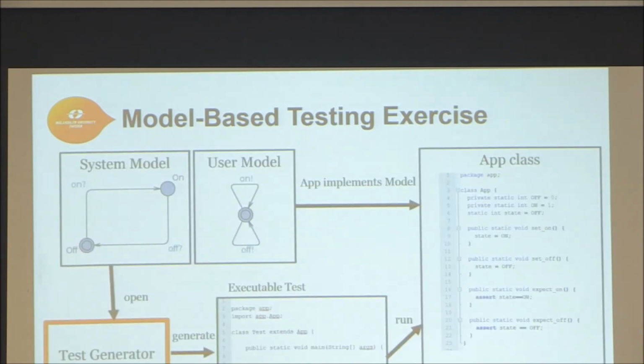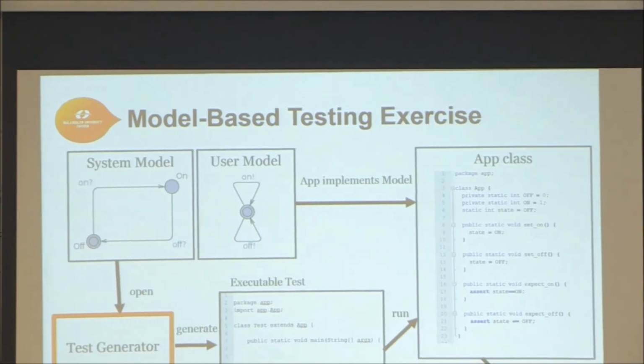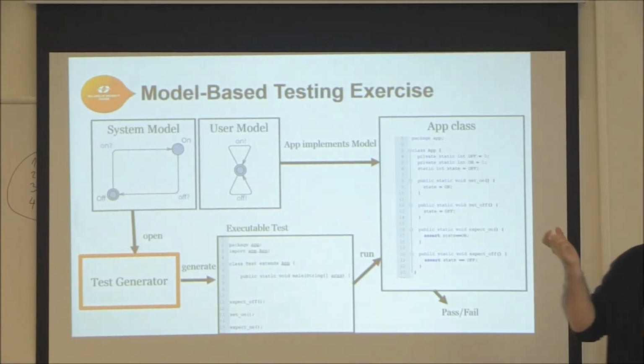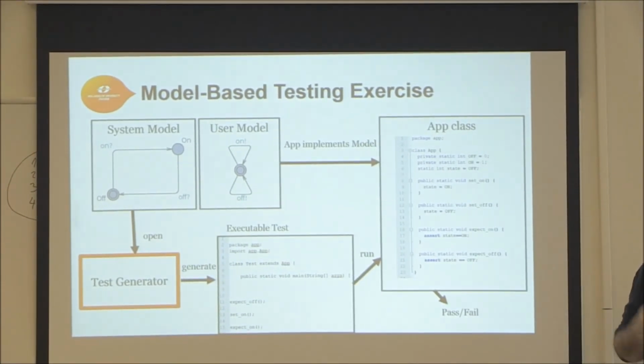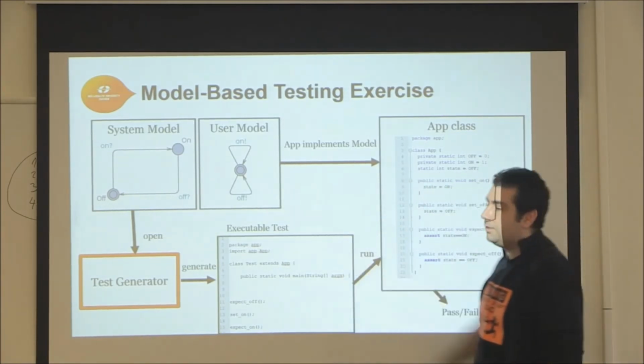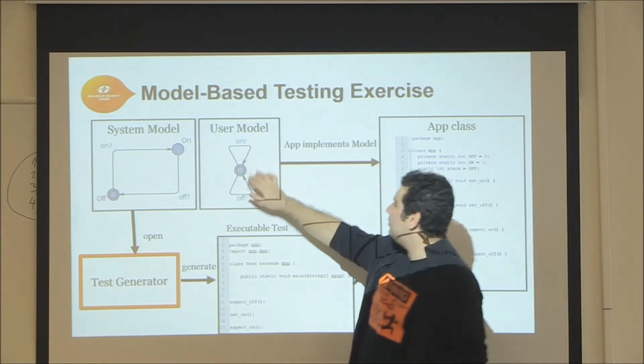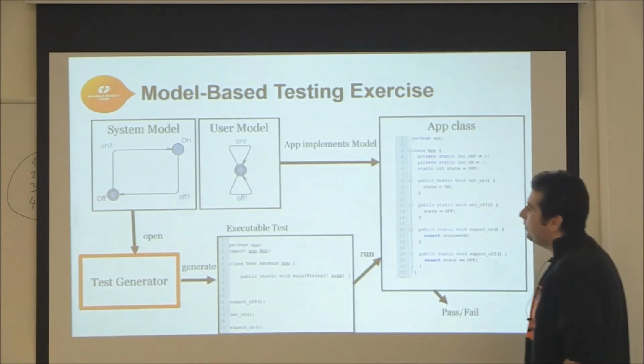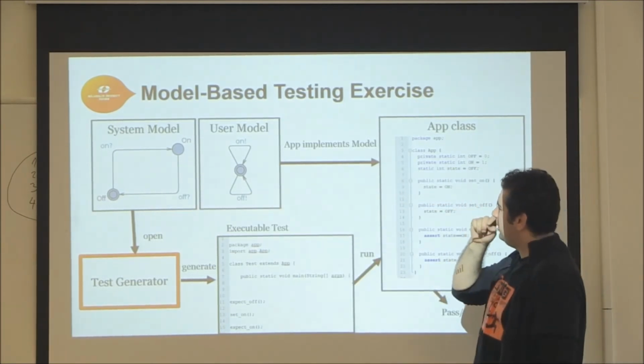But to explain what I will do, I will create a system model and a user model. Basically, the system model goes from off state to on state, and from on state to off state. This is quite simple, but I wanted to keep it simple for you to understand this example quite fast. And then the user model, which takes the button clicking. So basically you would go to on state or off.